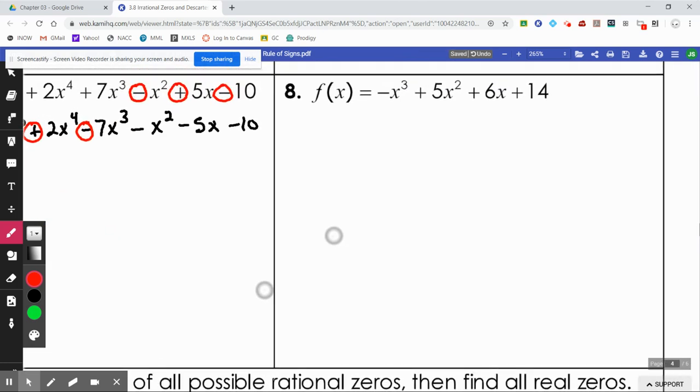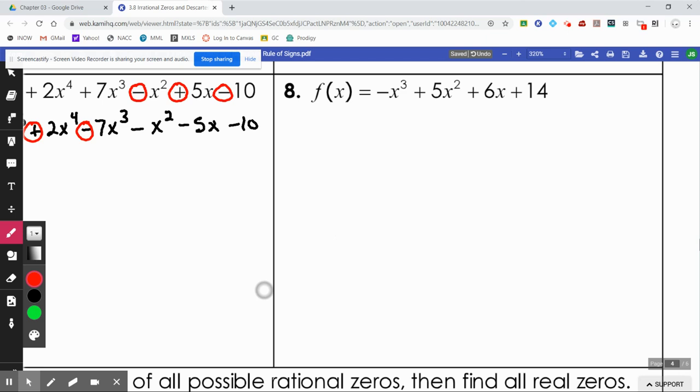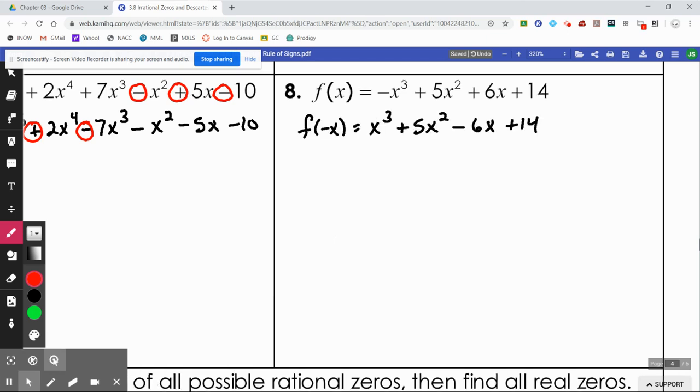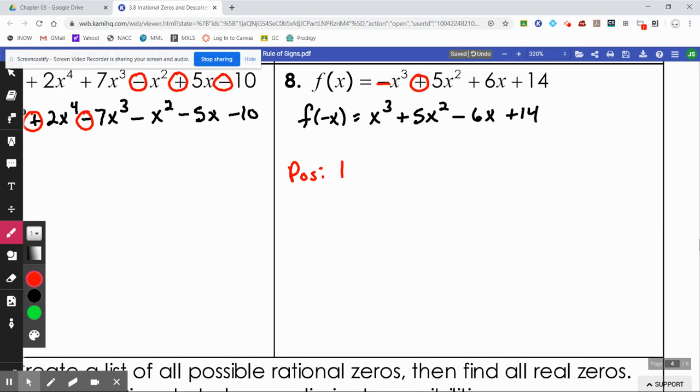And the last one of these, number 8, there's f of x. Let's find f of negative x. So there is f of negative x. Let's start out with our positive. How many positive roots will we have? So how many sign changes do we have here? Starts negative, goes positive. There is 1, and it stays. So you have 1 positive root. Now let's look at negative. It starts positive, stays positive, it changes signs there, and then once again, so either 2 or 0 sign changes there. So therefore 2 or 0 negative roots.